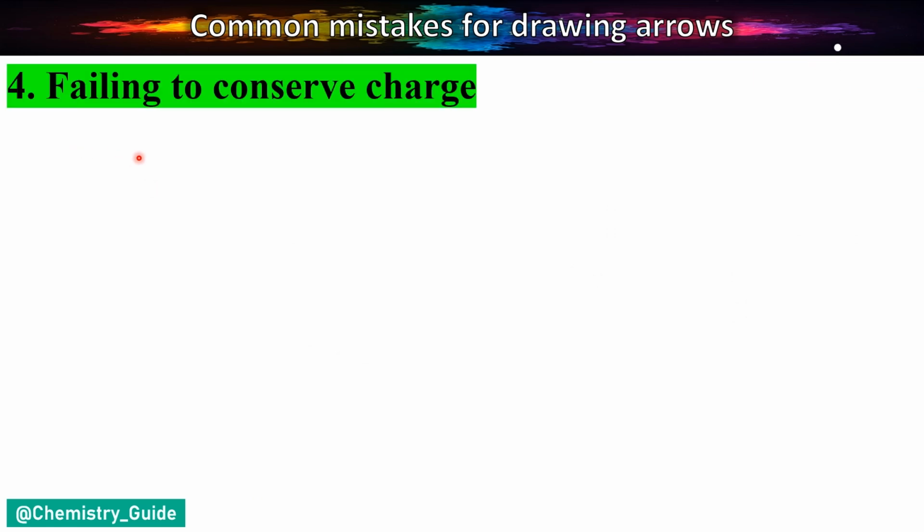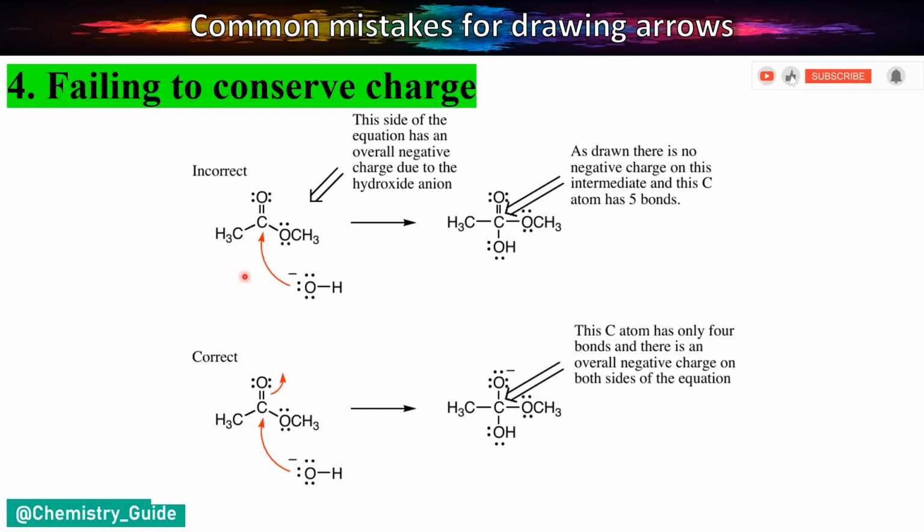The fourth common mistake is failing to conserve charge. In this case, there is an attack of a hydroxide on methyl acetate, generating one of the products according to this reaction. So this is never going to happen. In this case, the carbon has 1, 2, 3, 4, and 5 bonds. The carbon should have only 4 bonds.